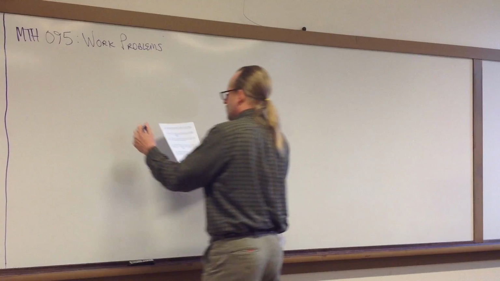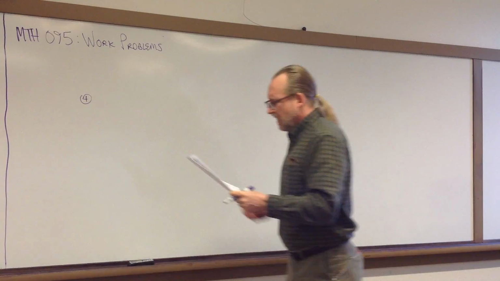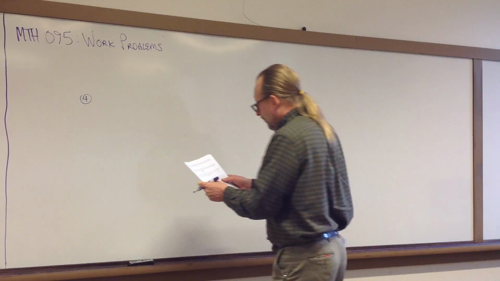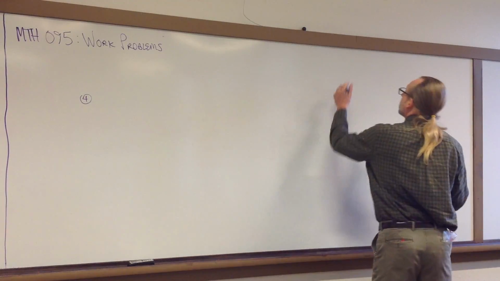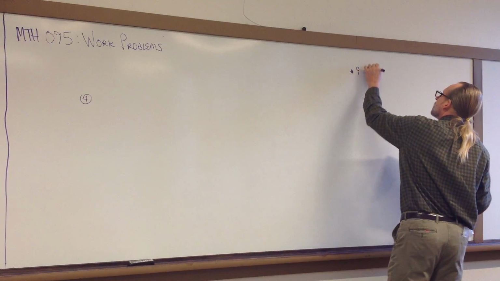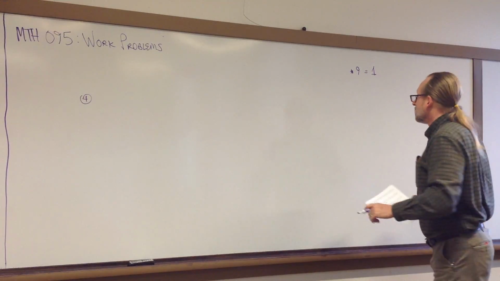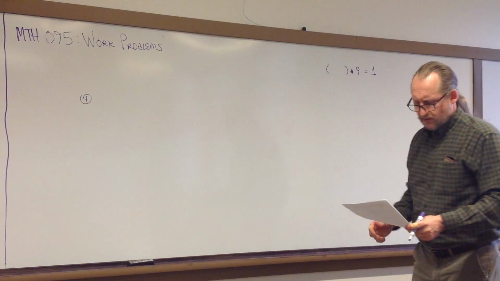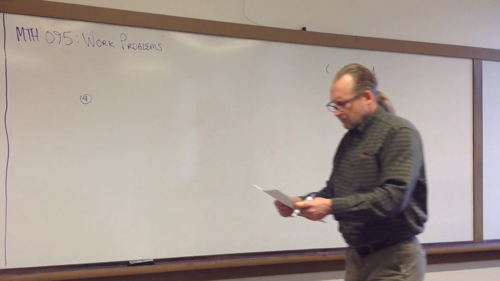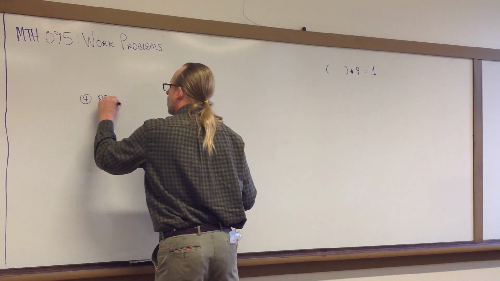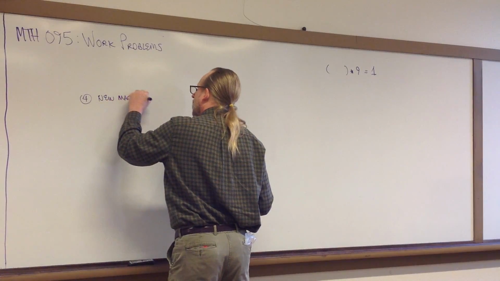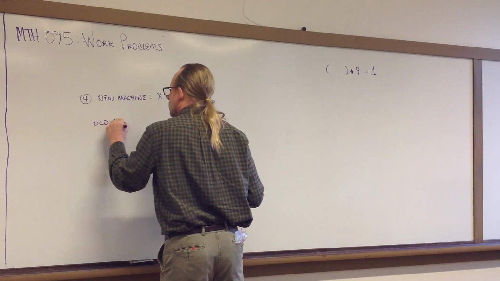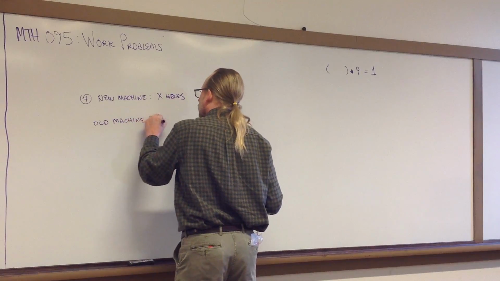Let's look at problem 4. An old machine requires 3 times as many hours to complete a job as the new machine. When both machines are working together, they require 9 hours to complete the job. This one's a little bit different, because we're going to have variables this time. The new machine finishes the job in x hours. The old machine takes 3 times as long, 3x hours.